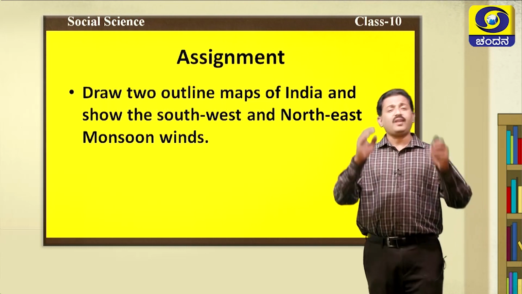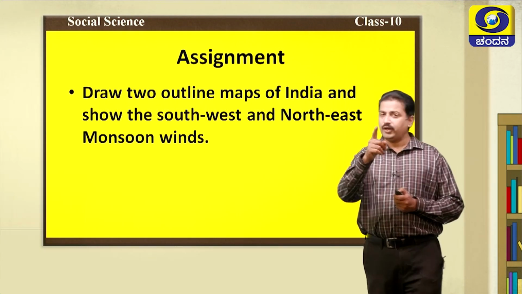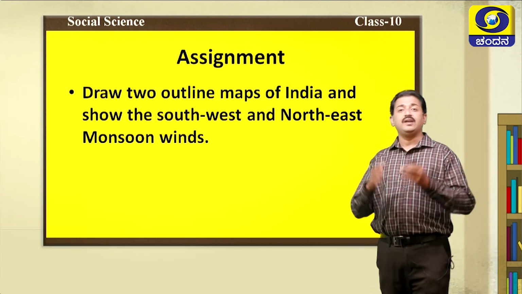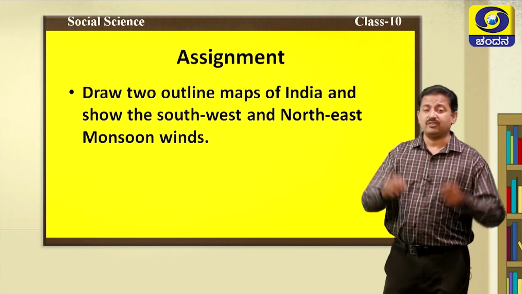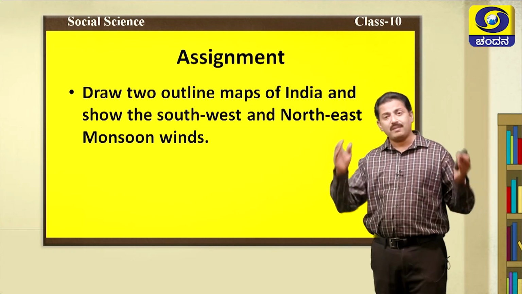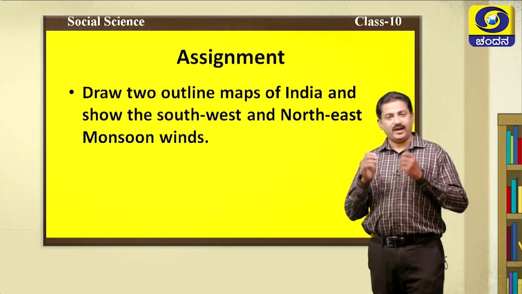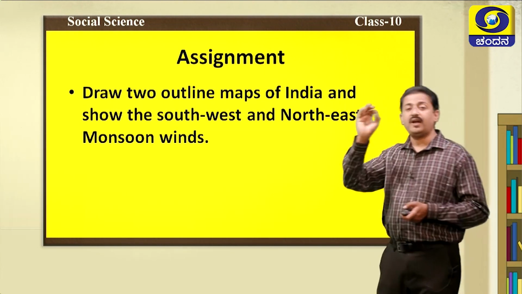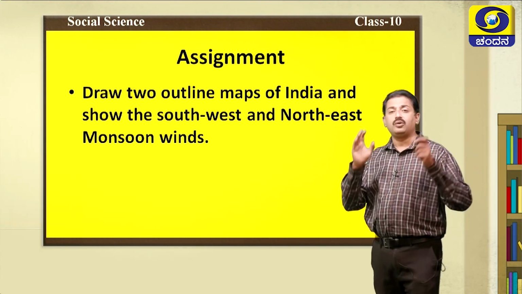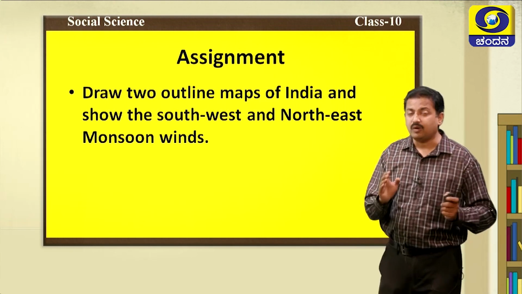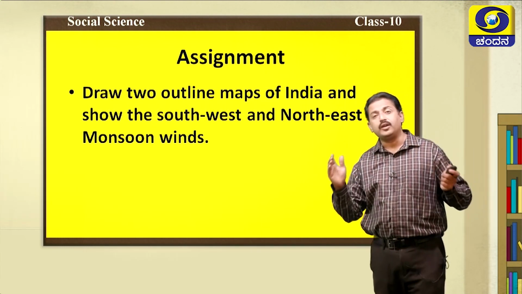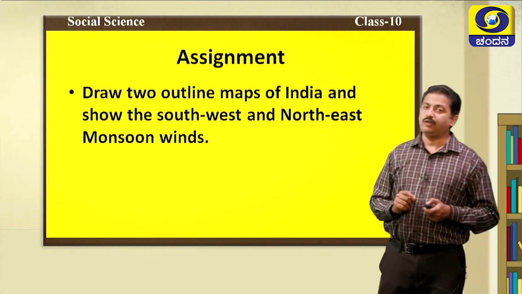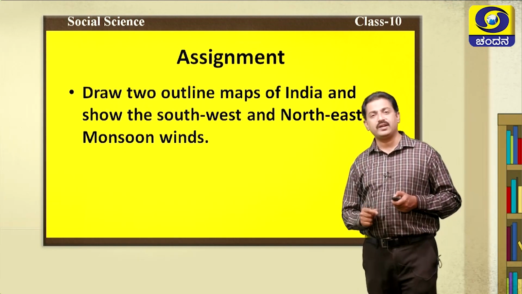Now, I give you an assignment. Will you do it, dear students? The assignment is to draw two outline maps of India and show the southwest monsoon and northeast monsoon. So, you need to draw two outline maps and show the two different monsoon winds over each. Will you do it? I hope you understand this.